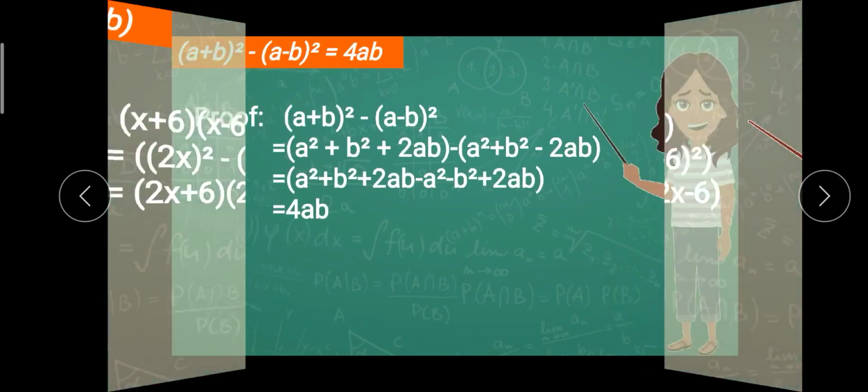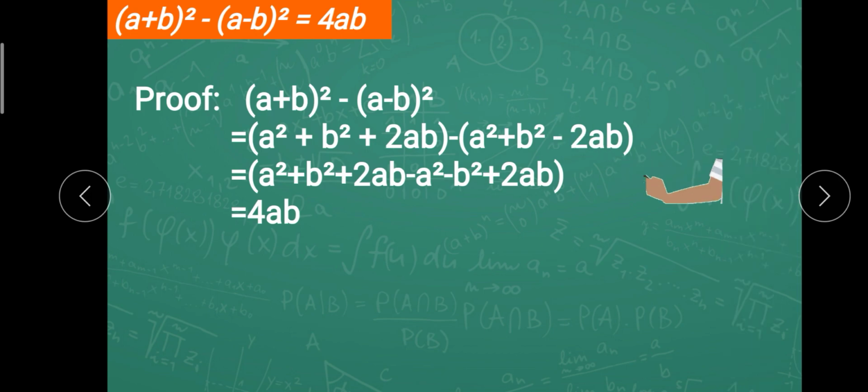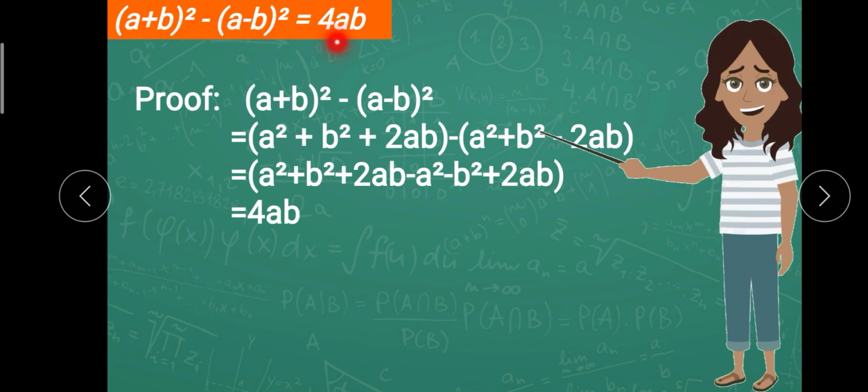So now next identity, (a plus b) square minus (a minus b) square. So this identity equals 4 times ab. So now let us see the proof of this identity, how we get 4ab.